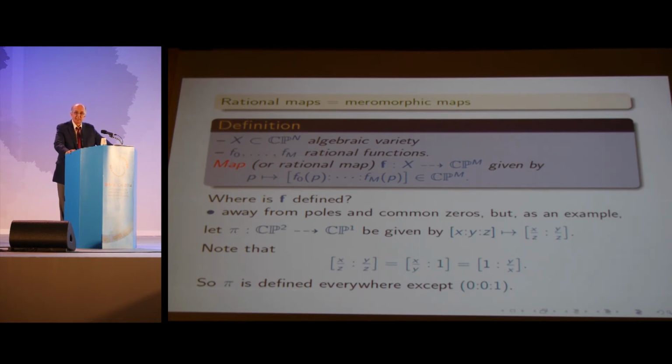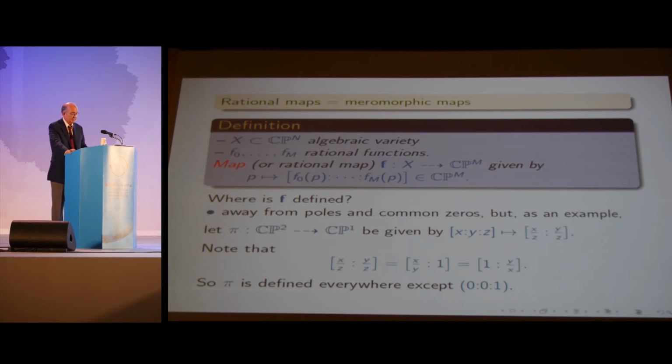That's completely clear. Now, we also have to stay away from the common zero, because in complex projective space, I do not have a point where all of the coordinates are zero. And so that means we have to leave out quite a lot of points. But remember that in projective space, the coordinates of a point are not uniquely defined.